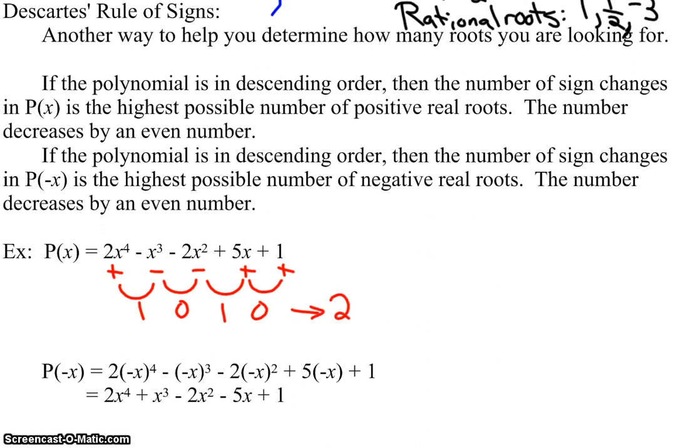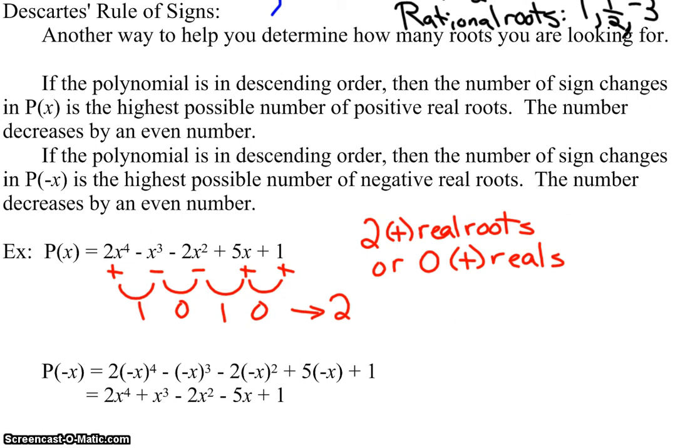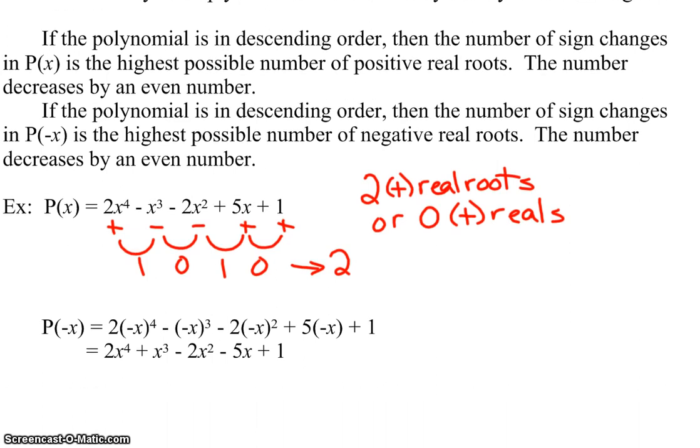That means there are either 2 positive real roots or 0 positive real roots. That's because you could either have 2 positive real roots or you could have had 2 positive imaginary roots. So if it's 2 positive real roots, you have 2 positive reals and 0 positive imaginaries, or you could have had 0 positive reals and 2 positive imaginaries. Remember, imaginaries only go in pairs.